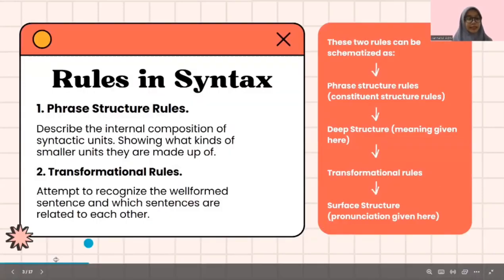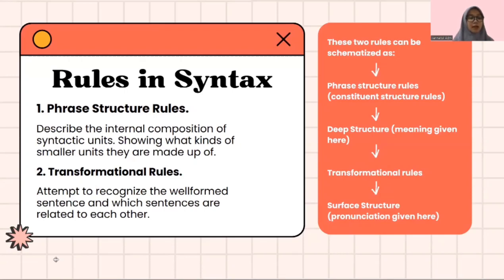Okay, next material is rules in syntax. There are two rules in syntax. The first is phrase structure rules. It describes the internal composition of syntactic units, showing what kind of smaller units they are made up of. The second is transformational rules. It attempts to recognize the well-formed sentence and which sentences are related to each other.